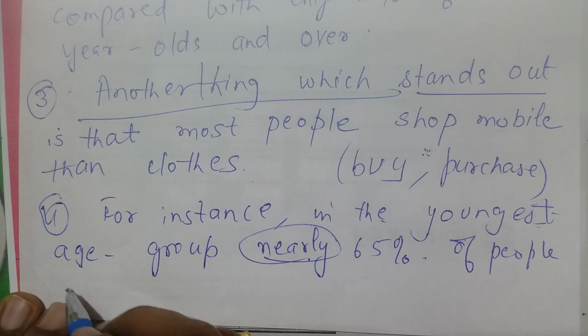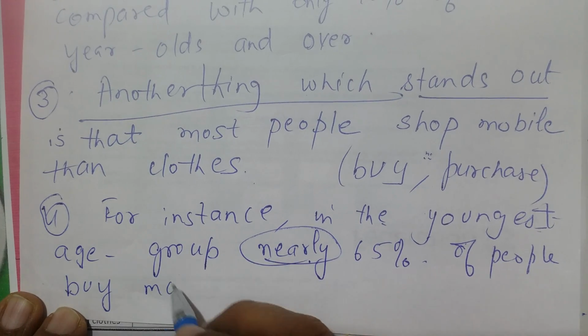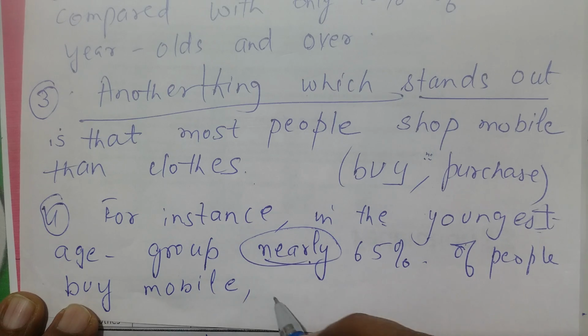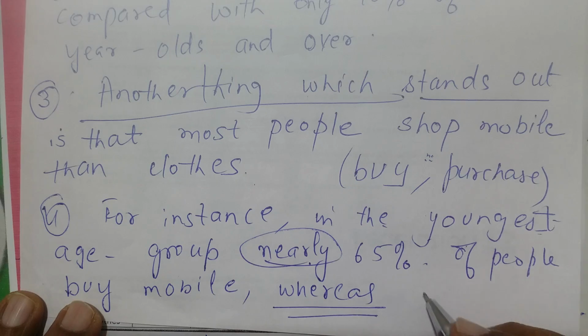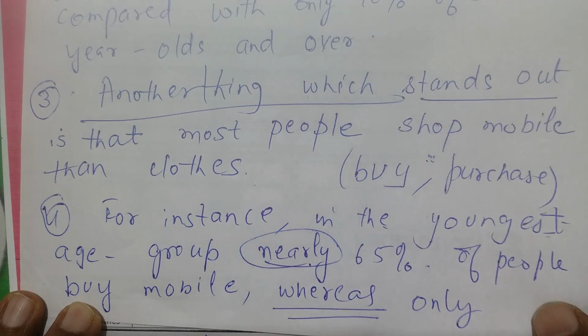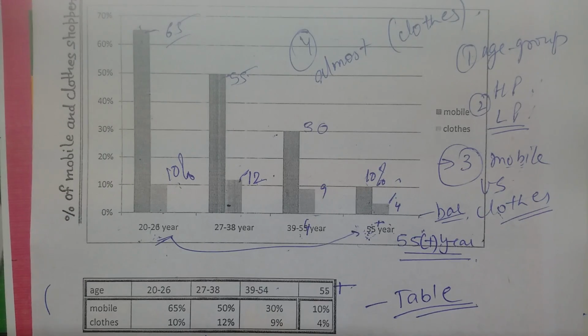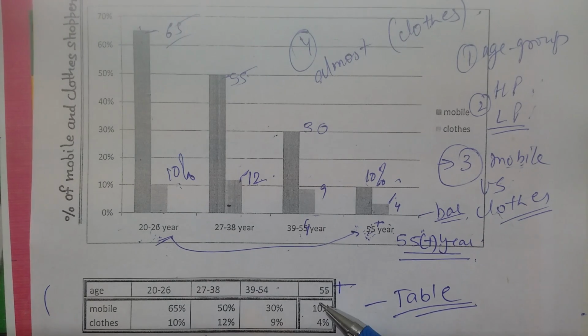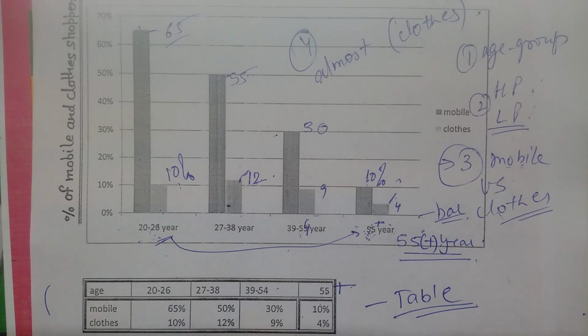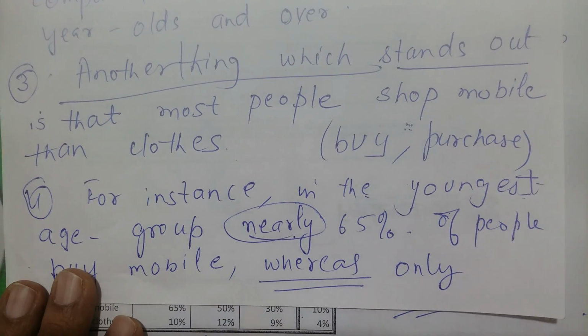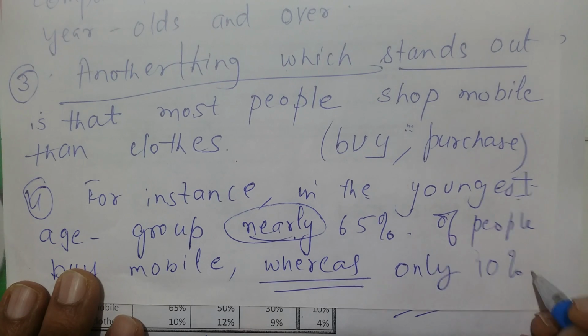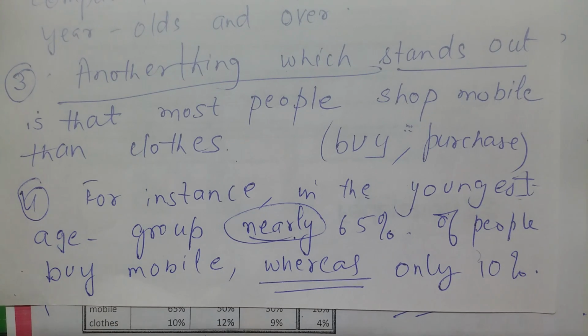Then go to the next one. We have already used shop here. Buy mobile, comma, the best, whereas compare only. So what was the percentage here? It's written here also 9, 4, right? So 10 we can say. So it's not to scale, please remember this thing. Only 10%. Let's go to page 2.